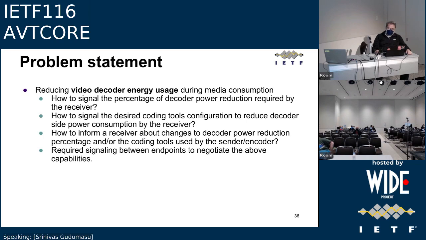And when a sender receives these kinds of messages, how does the sender inform about the changes in the decoding operations or the coding tools that were used for the request? So how will the sender, in the sense of the encoder, inform the decoder about the changes that occurred on the sending and encoder side? And finally, the required signaling between the sending and receiving devices for all these capabilities.